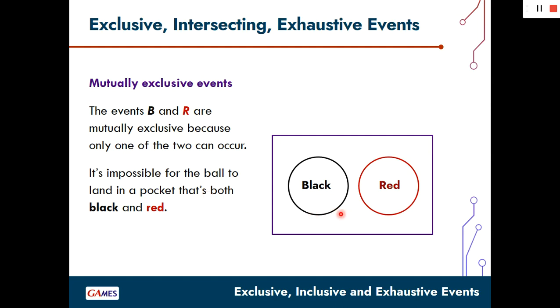So it's impossible for the ball to spin in a black pocket that is also a red pocket. It has to be either a black pocket or a red pocket. So you can't have an event where the outcome is shared for these two. It's not possible. So this is a mutually exclusive event. When you look at this diagram, it's telling you that you have all the possible outcomes for black and all the possible outcomes for red, and none of those outcomes coincide.